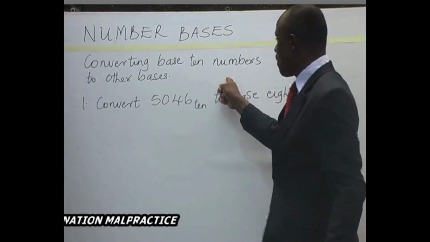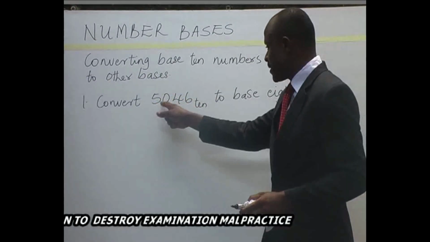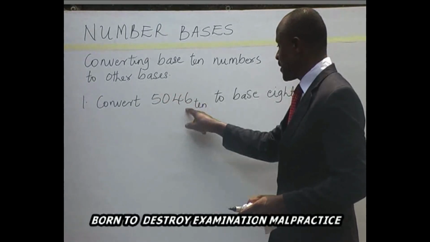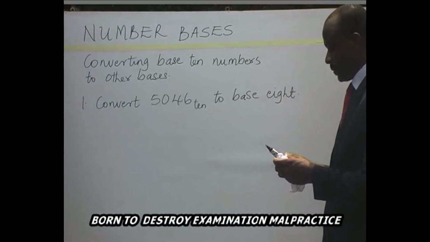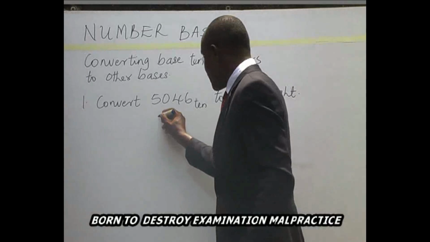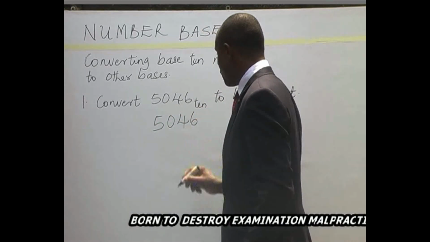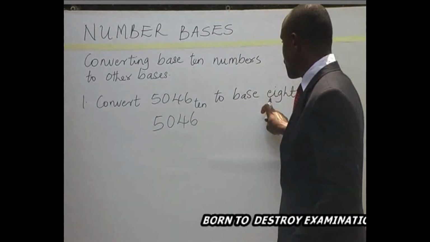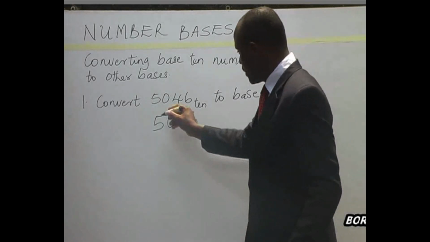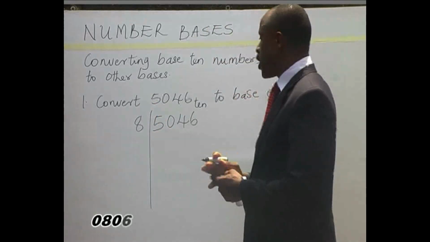Converting base numbers to other bases. The first question says convert 5046 base 10 to base 8. Look at what we're going to do. Write down the number in base 10 that you want to convert to base 8: 5046. Draw a line and begin to divide with the number you are converting it to.